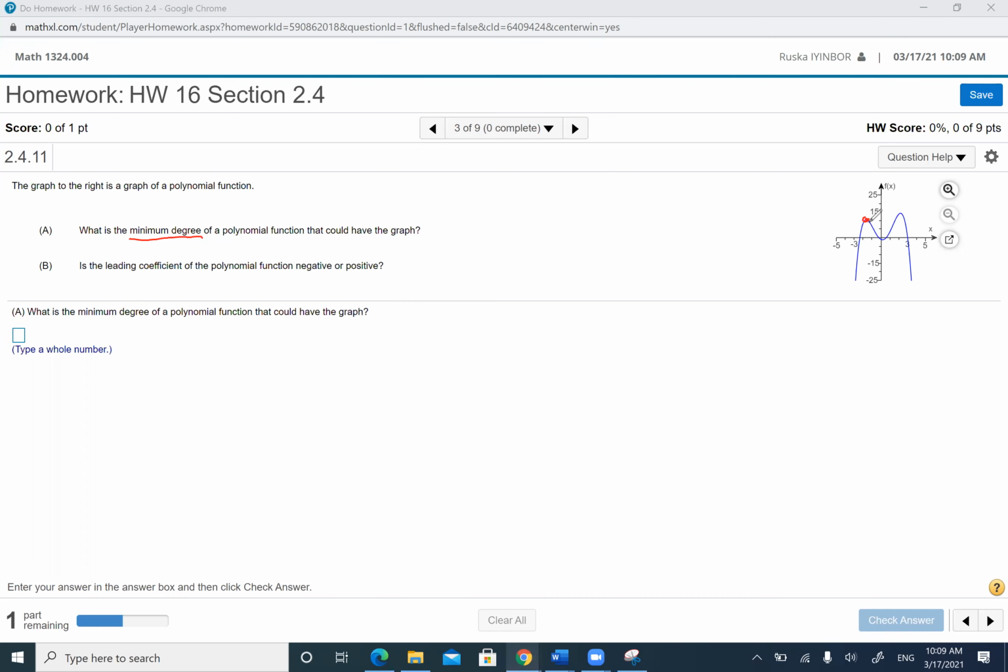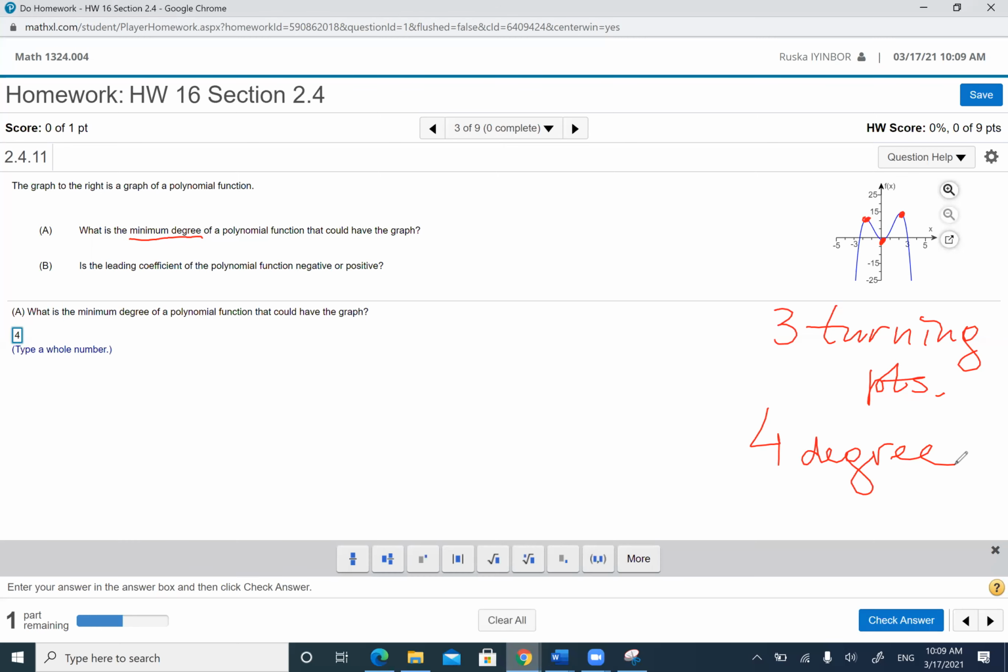So the graph is going up and then it's going down. There's another turning point down here because the graph is going down and then it's turning up. And there is one more here, right? So if you have 3 turning points, that means the degree is going to be 4. One more, it's always one more. So the answer here I'm going to put is 4. That's the answer.